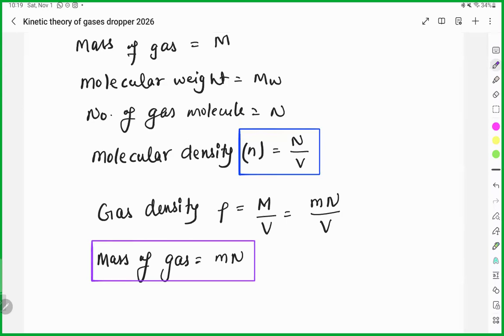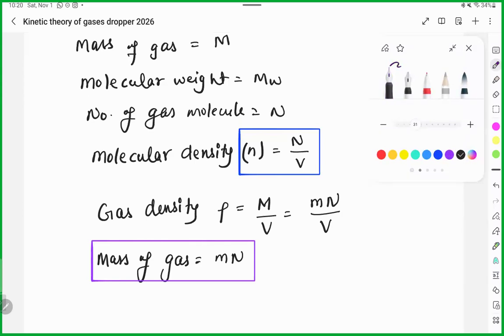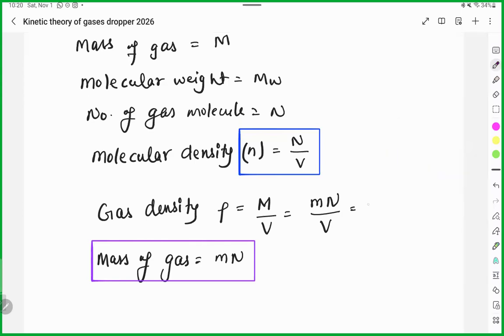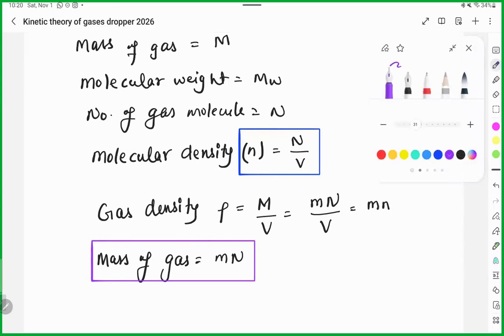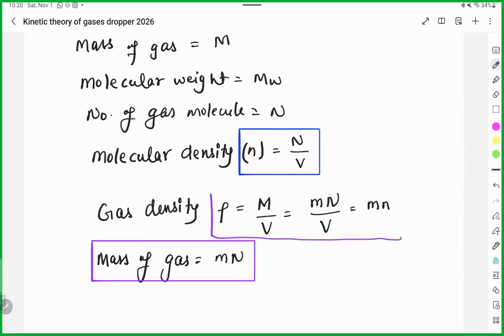Same thing. What is the mass of gas? Total mass of the gas: mass of one particle multiplied by number of particles. Example: one particle mass is 1 gram, 1,000 particles mass will be 1,000 gram. Done. Mass of gas. So can we say that this density is also equal to mass of one gas particle multiplied by molecular density? Correct?